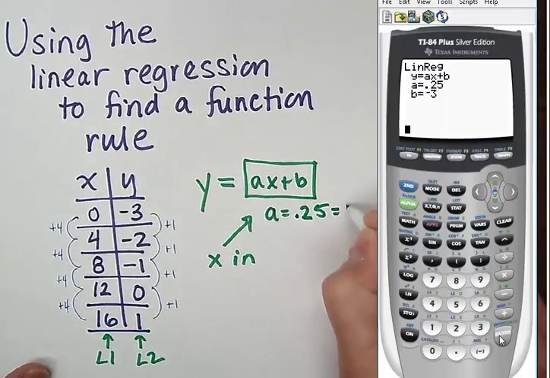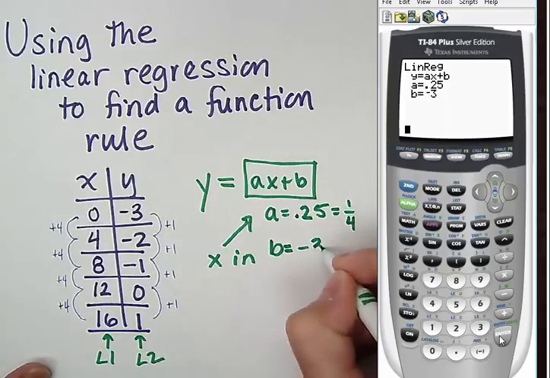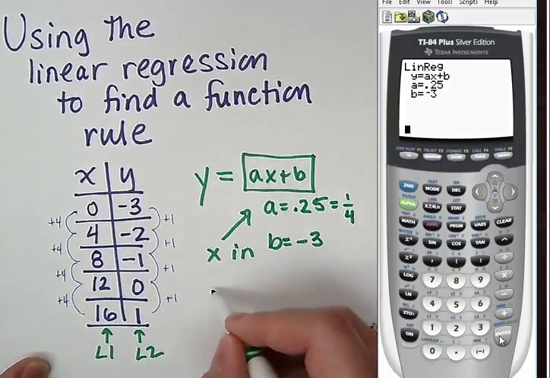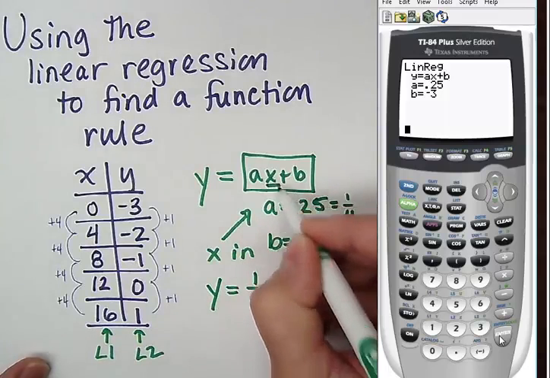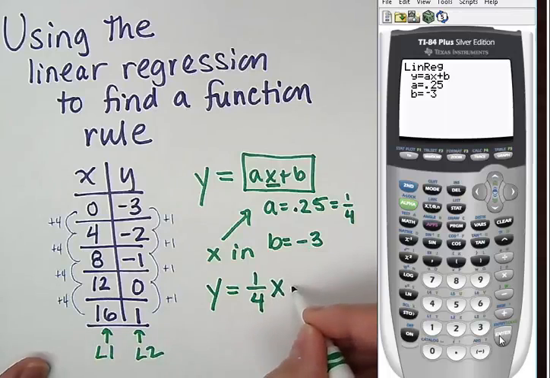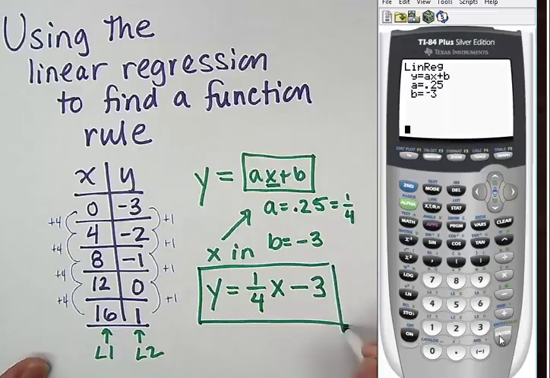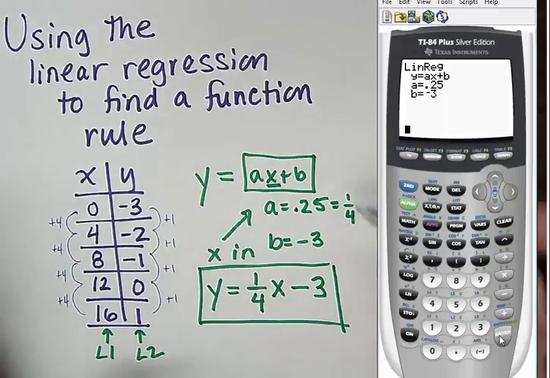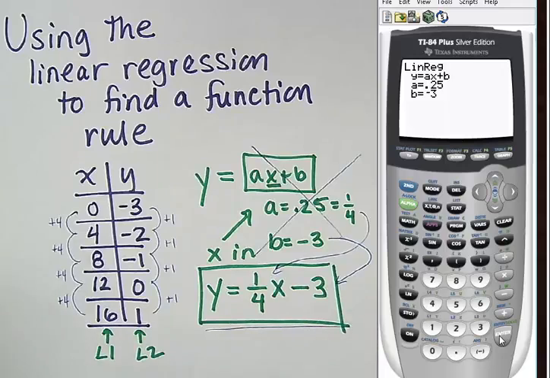So when it does this ax plus b and it tells you a is 0.25, that's the same as 1/4, and it tells us that b is -3, we're going to write the rule like this: y equals 1/4 times the x value plus a -3, which is the same as -3. This is your answer. Okay? Don't write down this, which is what the calculator spits out. Make sure you plug in the values for your a and your b and give this final equation as your answer. I hope this helped.